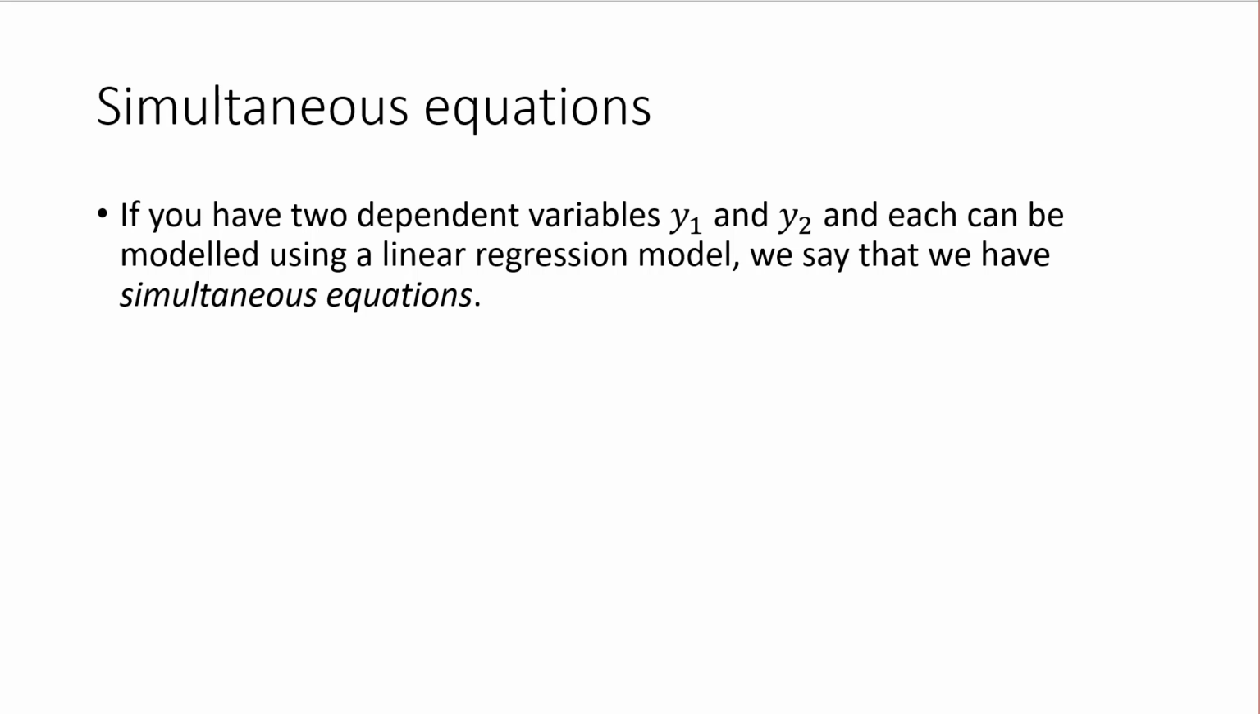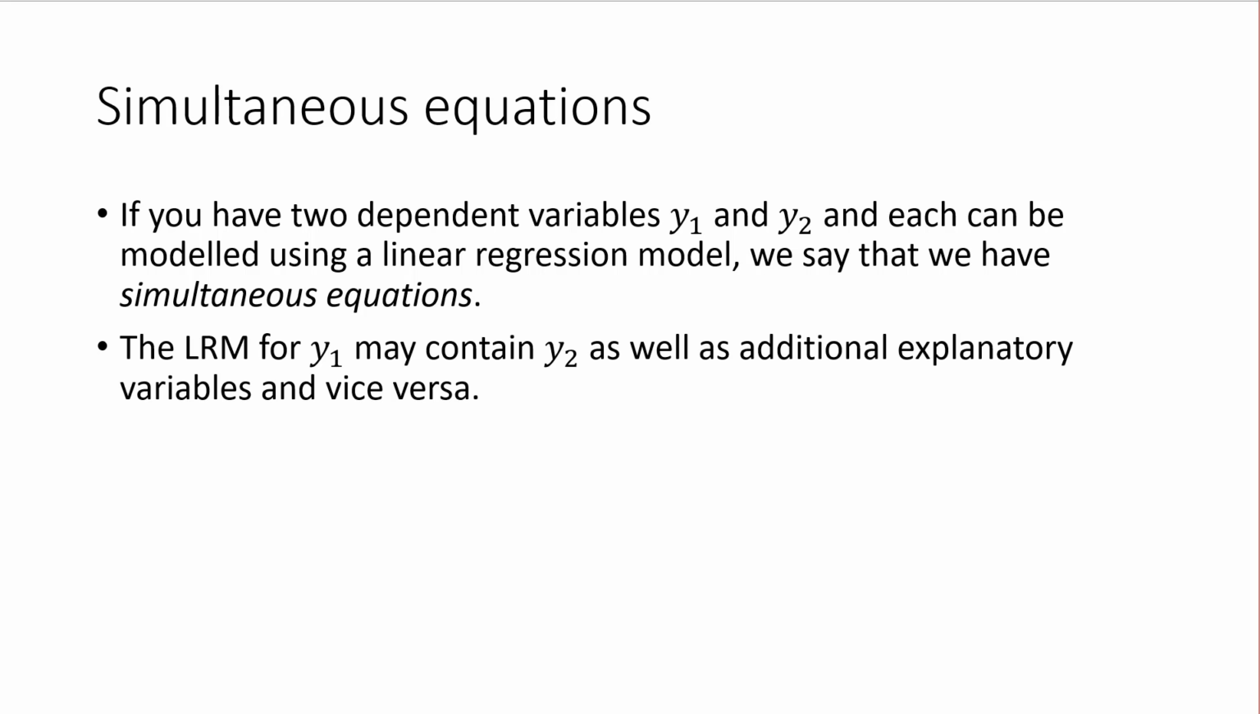In general, when we have simultaneous equations, it's perfectly valid to allow, for example, y1 to depend on y2. For example, let's say that y1 is the demand for oil and y2 is the demand for gasoline. Then it's pretty clear that the demand for oil will depend on the demand for gasoline. We use oil to make gasoline, so if the demand for gasoline increases, so will the demand for oil.